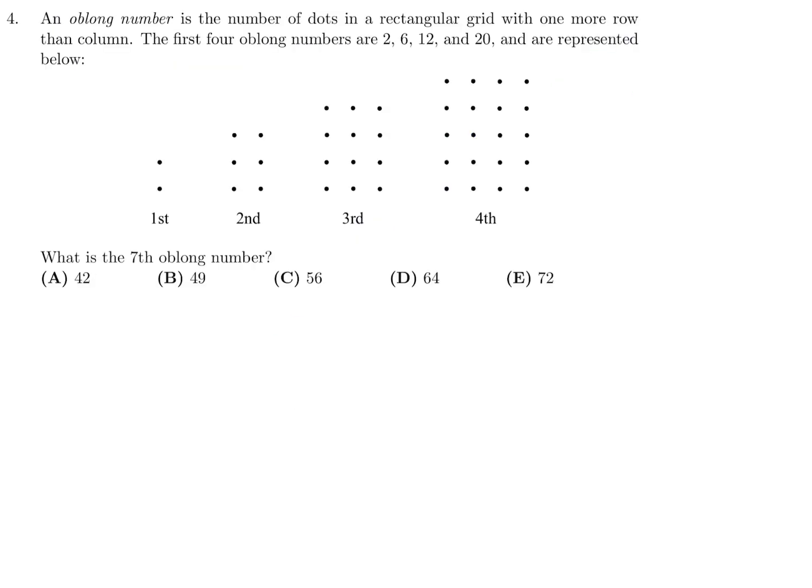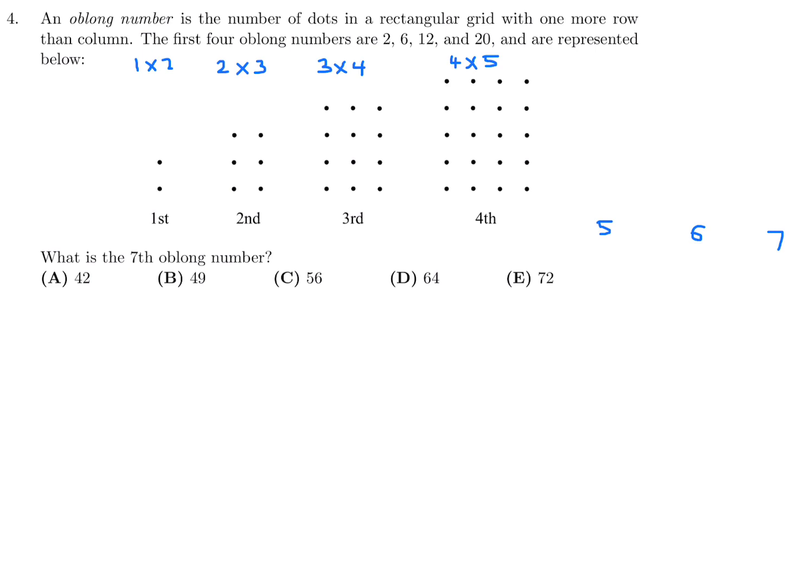An oblong number is the number of dots in a rectangular grid with one more row than column. The first 4 oblong numbers are 2, 6, 12, and 20, and are represented below. What is the 7th oblong number? All right, I'm not going to draw out the dots. I'm just going to draw out the dimensions. So the first one, the dimensions are 1 by 2. The second one, 2 by 3. Third one, 3 by 4. Fourth one, 4 by 5.